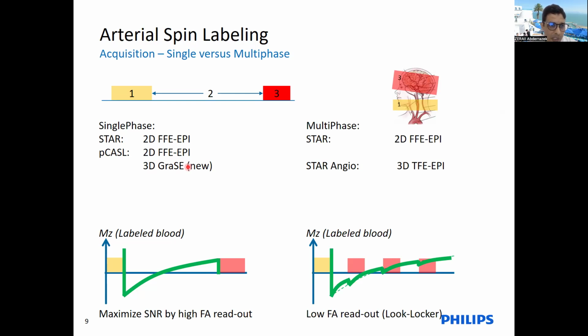For single phase, maybe you can maximize the ratio of signal to noise by applying a readout, just as when doing the cardiac session, applying the Look-Locker to find a small time of inversion and to have some readout.